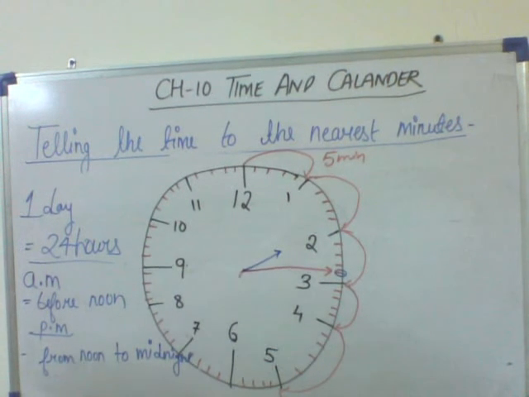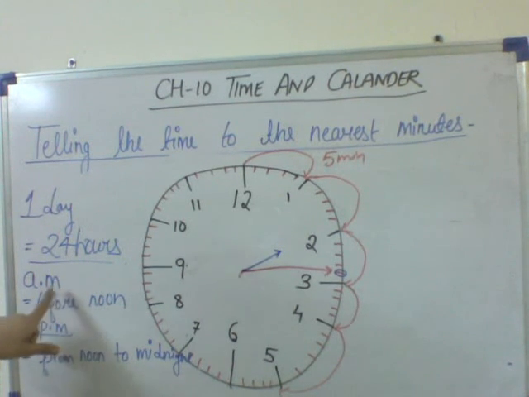AM and PM, both are short forms of Latin words. What does AM mean? AM means ante-meridian. It means before noon or midday. And PM, what is PM? It is also a Latin word which means post-meridian. That means after noon or midday.